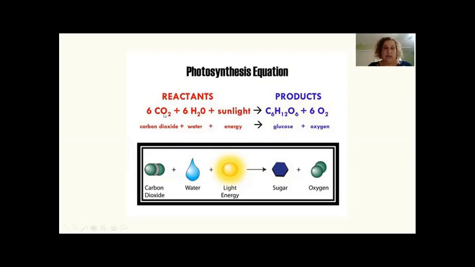Okay, so for those of you who are familiar with the chemical formula for this, I'm not going to require it, but it's written as carbon dioxide, which is CO2, plus water, which is H2O, in the presence of sunlight then gives you glucose, C6H12O6, and it gives you oxygen gas, which is O2. Okay, and there's a pictorial display down below that actually shows you visually what the components are.